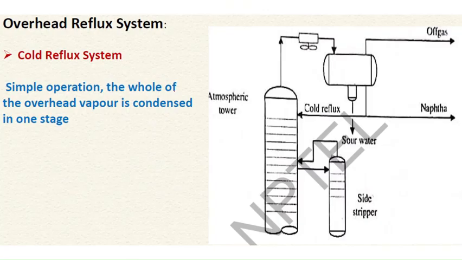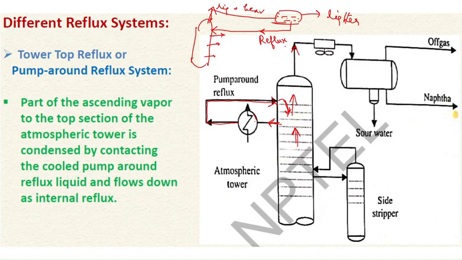And the second form is the overhead reflux system. It is basically of two types: cold reflux system and hot reflux system. The first one is simple operation. The whole of this overhead vapors. This is the tower top. Tower top is basically taken from the top of this tower. Overhead is taken from the main over this tower. Tower top or pump around is from the side cut, taking the reflux from the side, and overhead is taken from the top of the tower.